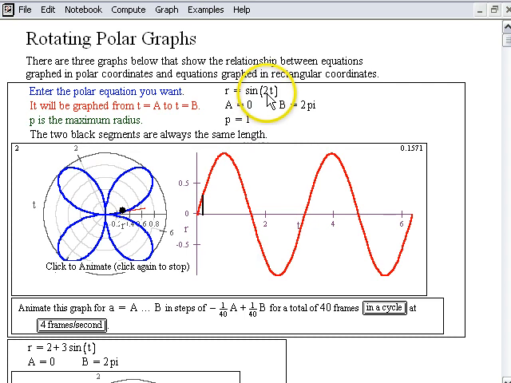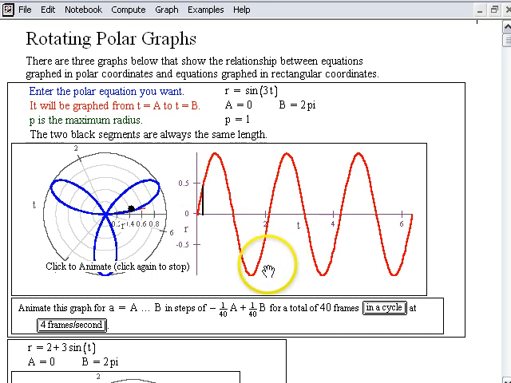What if I made this a 3? Right? Well, before I do it, let's think. What would happen over here? From 0 to 2 pi, I should actually see 3 cycles of the sine curve, which means I should see 3 bumps going upward and 3 bumps going downward, which might lead me to expect 6 petals over there. Let's see what we get. Change that to a 3.